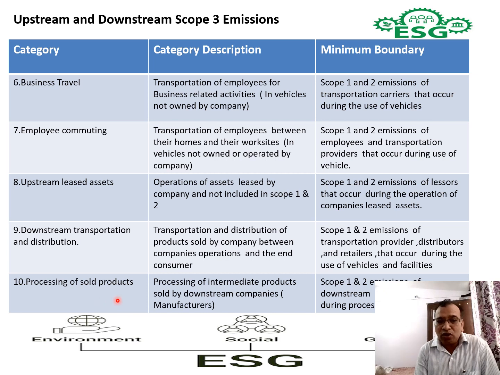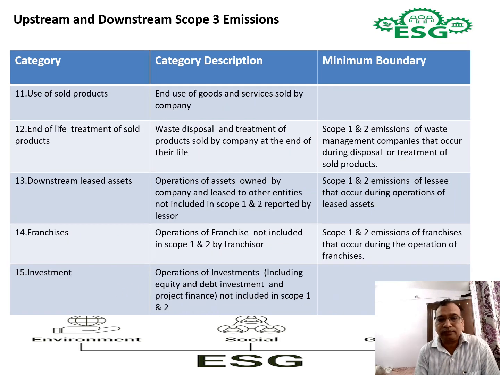Then processing of sold products, which means the processing of intermediate products sold by the manufacturer to downstream companies, has to be captured under this category 10. Then comes use of sold products: end use of goods and services sold by the company has to be captured here. Then end of life treatment of sold products: the waste disposal and treatment of the products sold by the company at the end of their shelf life. This is done through extended producer responsibility.